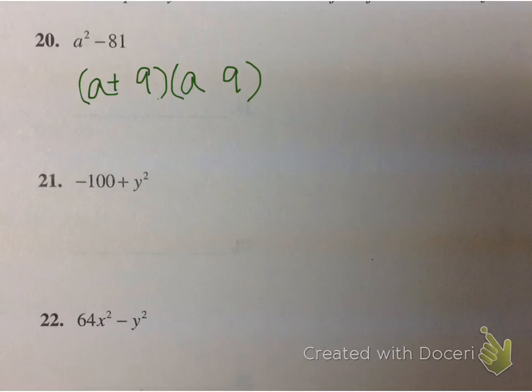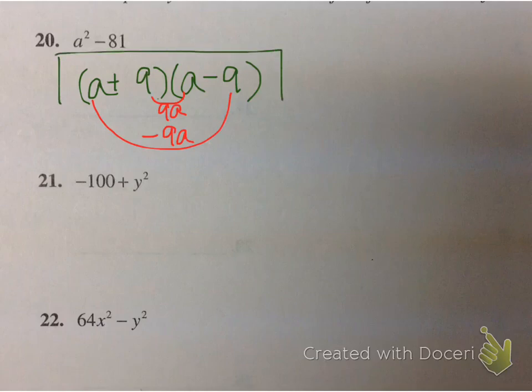And if you check your outers and your inners, here you would get a negative 9a, and here you'd get a positive 9a. And that's why there's no middle term. So difference of squares always break down into two binomials with opposite signs. There is no other way to write it. It's just a plus 9, a minus 9. Final answer. All you have to do is recognize that they are perfect squares and it's a difference of squares.